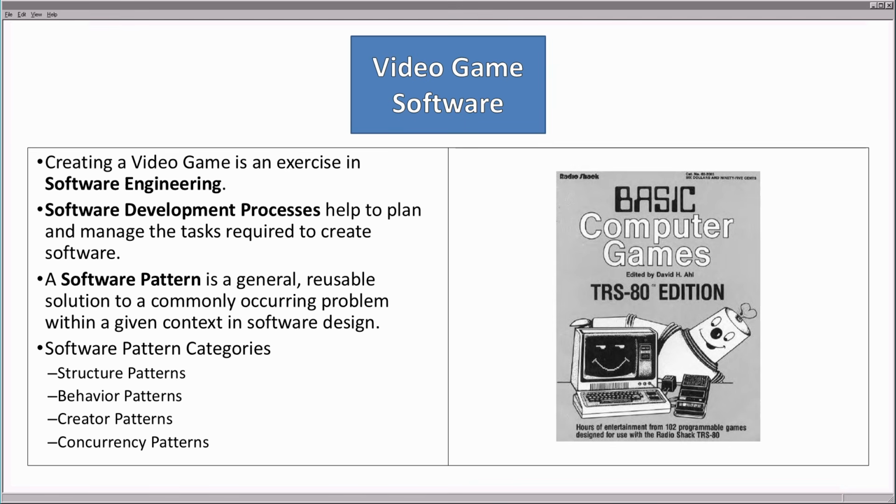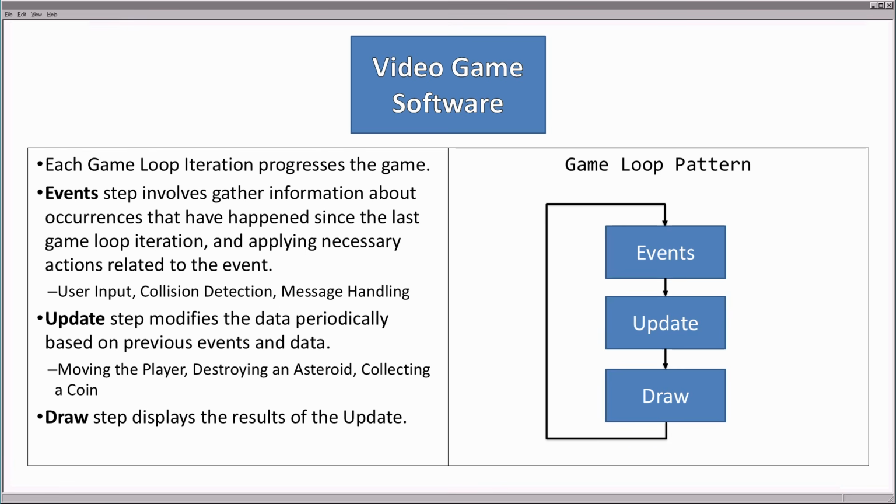Some common software pattern categories are structure patterns, behavior patterns, creator patterns, and concurrency patterns. We then focus on a particular behavior pattern used frequently in game software called the game loop pattern. The game loop pattern helps us to organize the game's behavior into common occurrences. Each game loop iteration progresses the game.